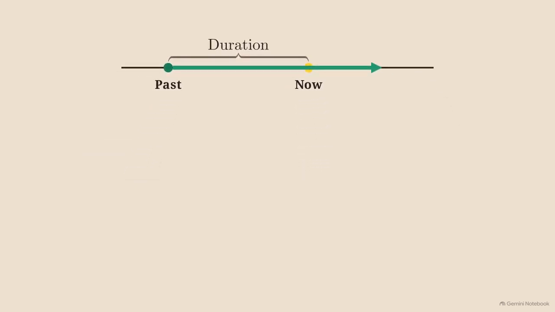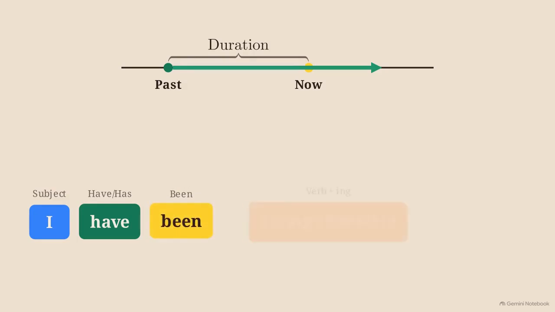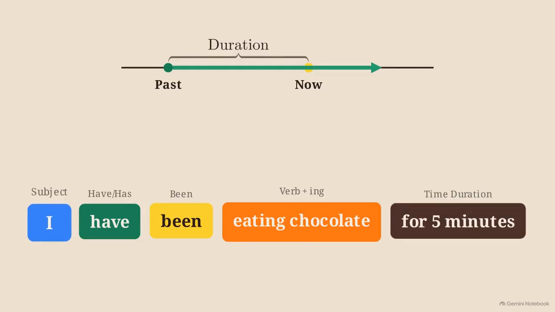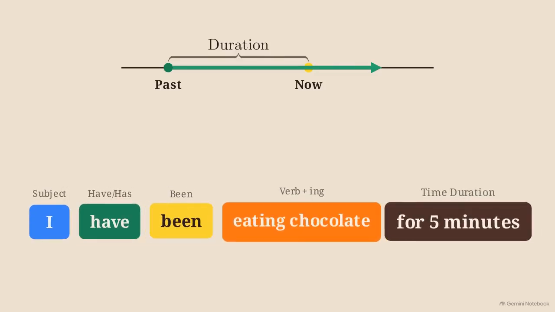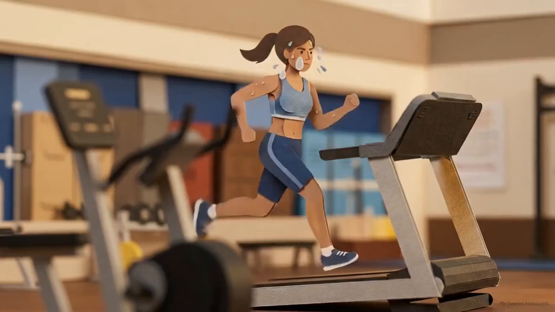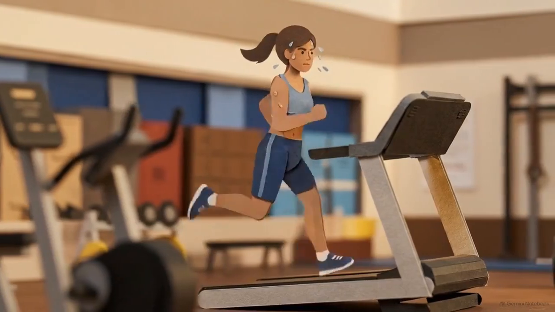We keep the "have" block, but add a new "been" block. We go back to our active "ing" word, and finally attach a ticking clock for our duration. "I have been eating chocolate for 5 minutes." We call this the present perfect continuous. It is a highly specific label that is used to describe continuous effort over a set period of time.